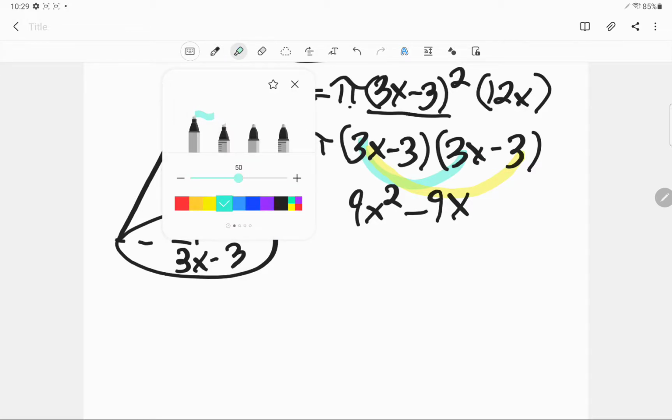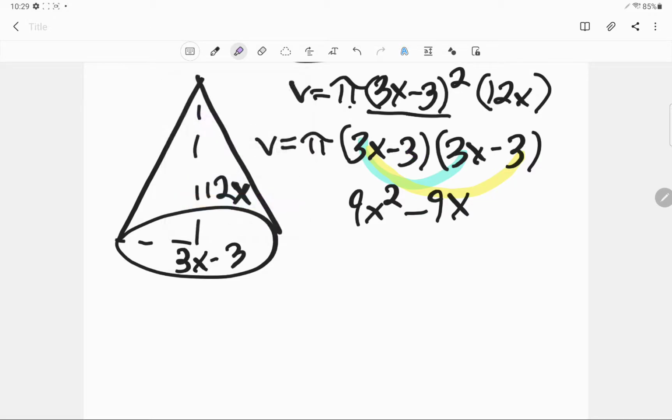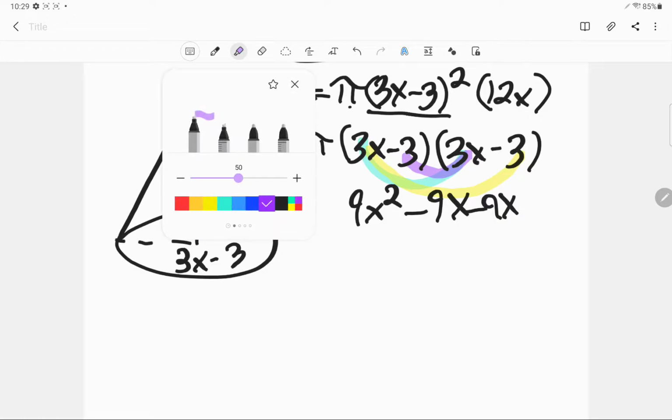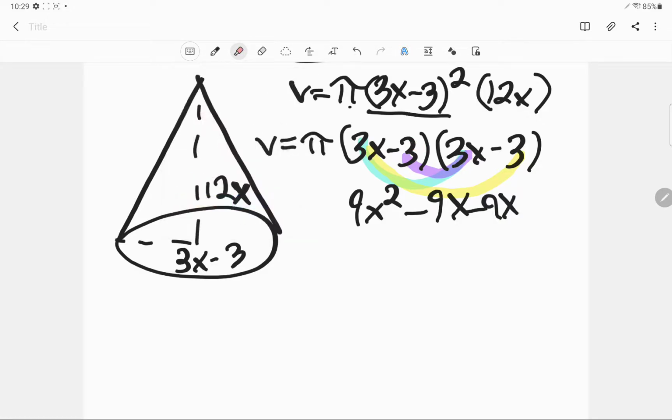I'm going to do exactly the same thing with the next one. I'm going to pick a different color, purple. But now I'm going to start from the negative 3. I'm going to go negative 3 times 3x. Negative 3 times 3x is going to give me again negative 9x, and finally I'm going to get the negative 3 and multiply by the negative 3. Once I do that, I'm going to get positive 9, because I have two negatives, right?